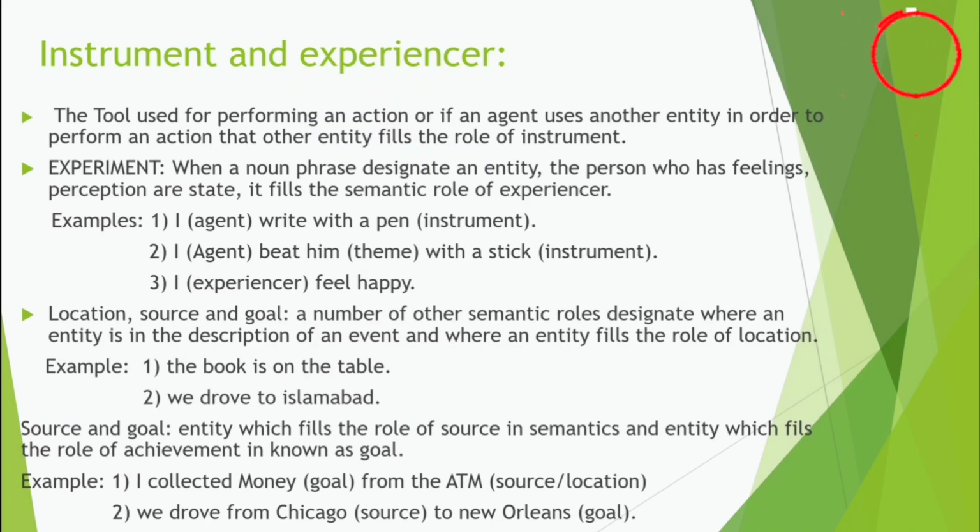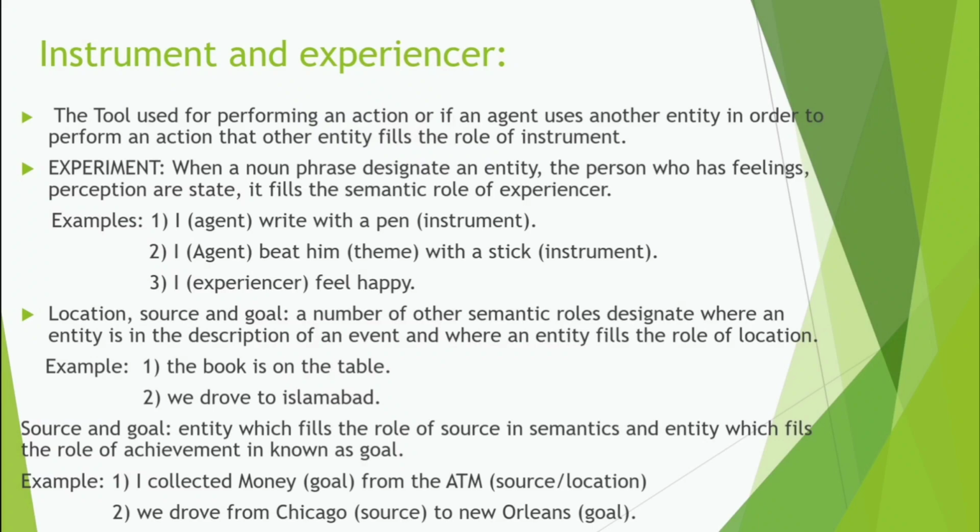Instrument is the tool used for performing an action, or if an agent uses another entity in order to perform an action, the other entity fills the role of instrument. About experiencer, when a noun phrase designates an entity, the person who has feelings, perceptions, or states, it fills the semantic role of experiencer. So I have already explained the examples: I write with a pen, I beat him with a stick, I feel happy.